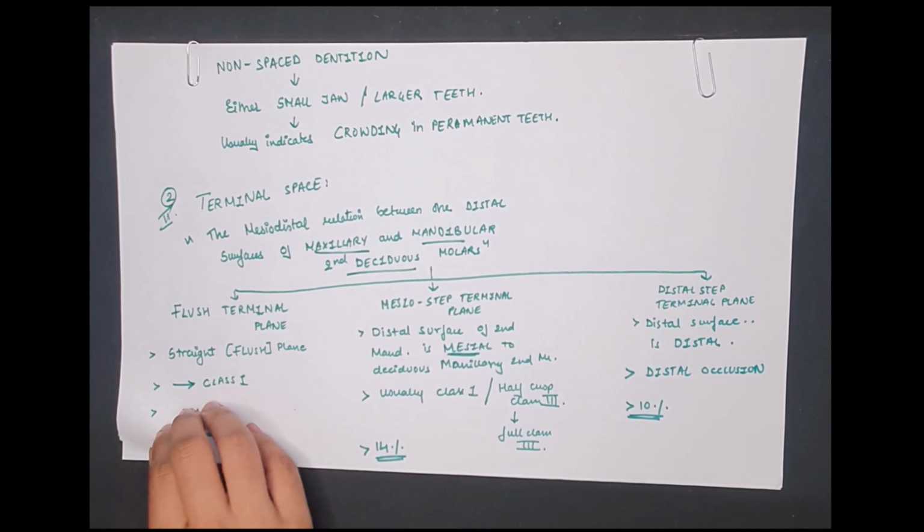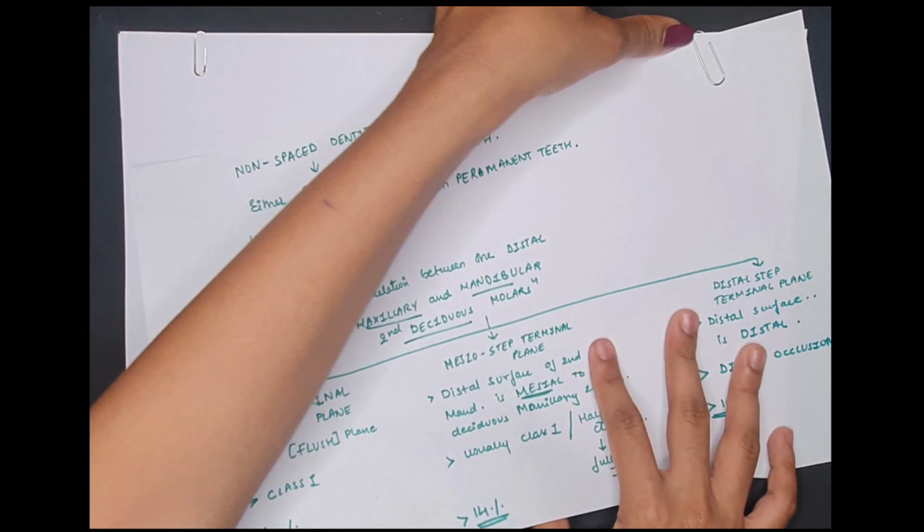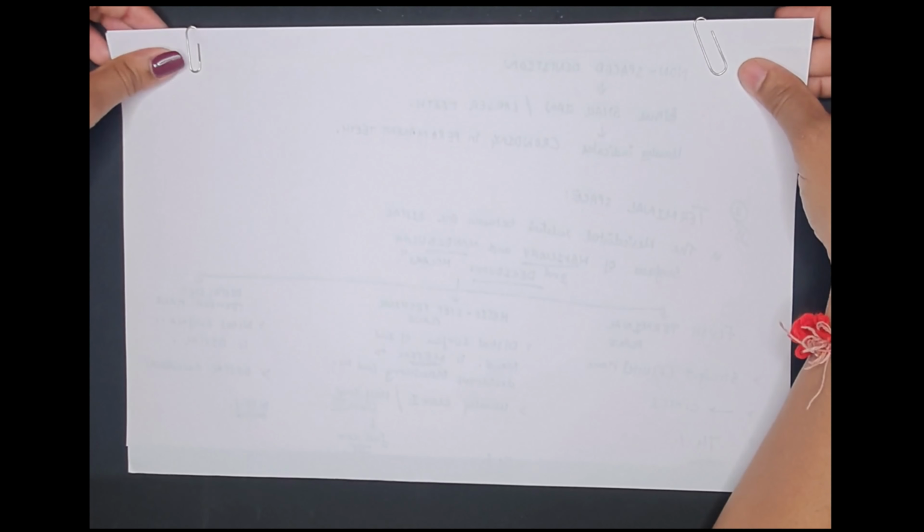Now let's discuss the third one, which is of great importance in anterior aesthetics. That is the anterior teeth relationship.